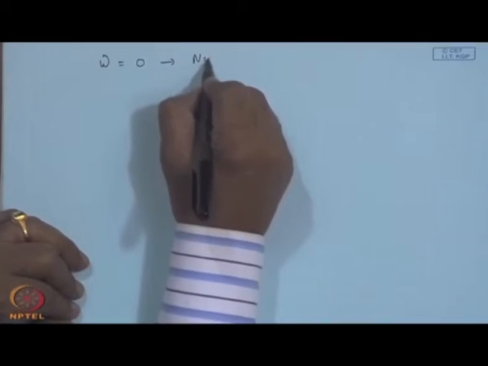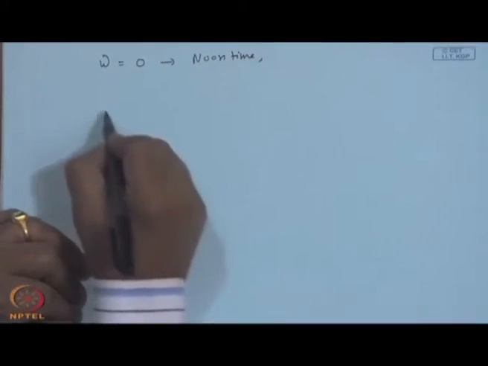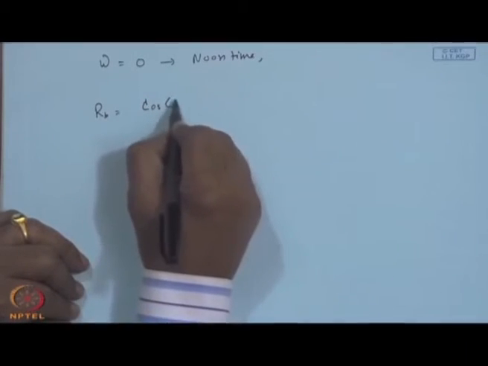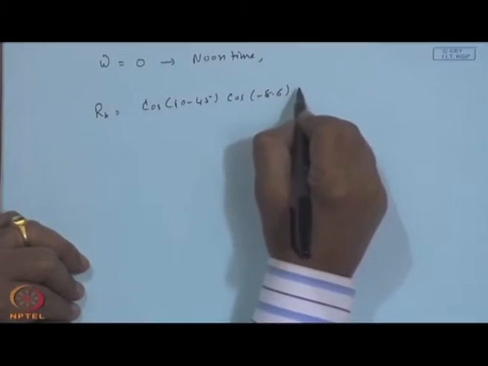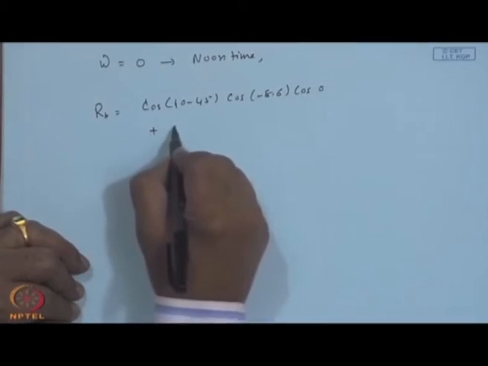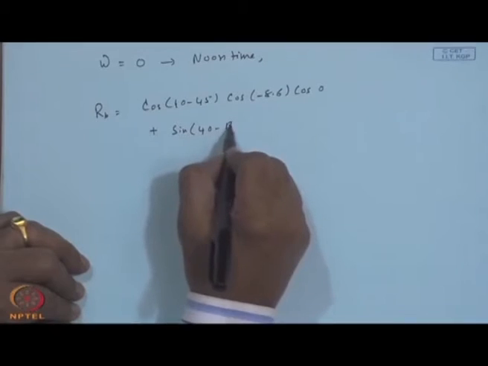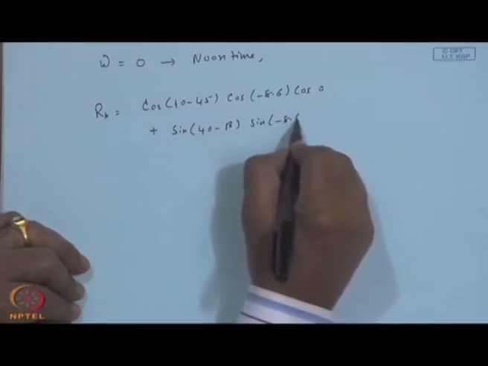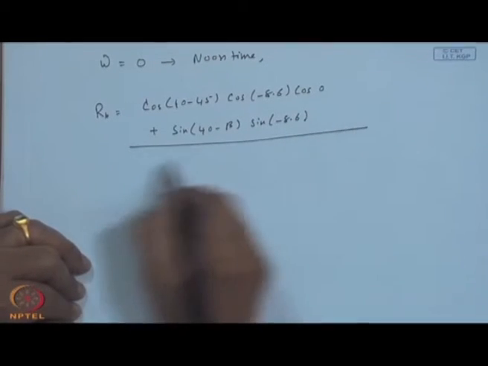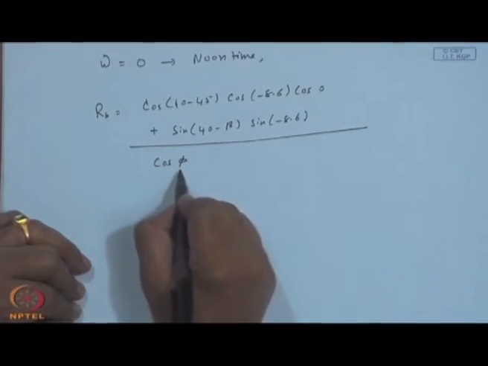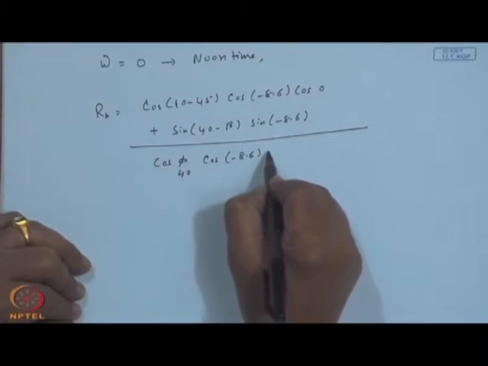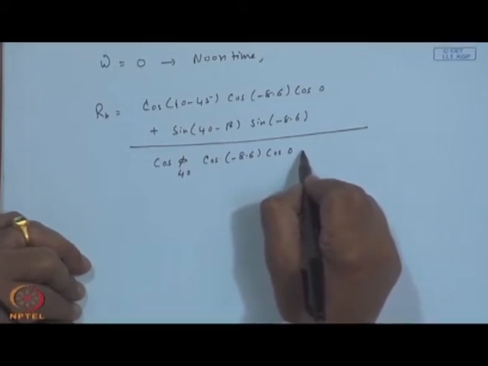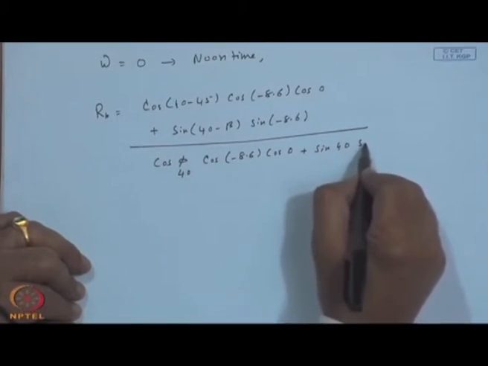Before the equinoctial day, it should be negative, and we got a reasonably low negative number, minus 8.6 degrees. And at noon time, which means omega is 0 for noon time. So, my RB will be cos of phi minus beta, cos delta, cos omega, plus sin of phi minus beta, sin delta, upon cos phi, which is 40, cos delta times cos 0, which is omega, plus sin phi sin delta.